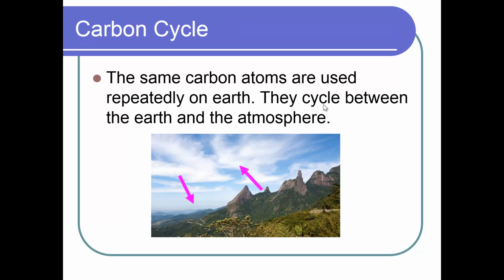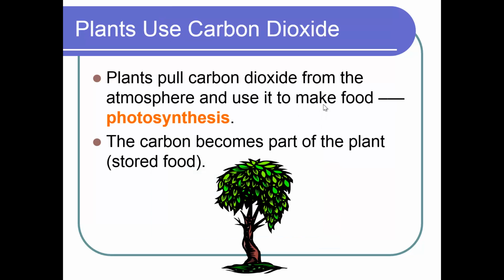In the carbon cycle, the same carbon atoms are used repeatedly on Earth. They cycle between the Earth, into the atmosphere, and back into the Earth again. Because there's not new carbon, we have been breathing in and out the same carbon that was used by dinosaurs over 2,000 years ago. Let's take a look at how this happens.